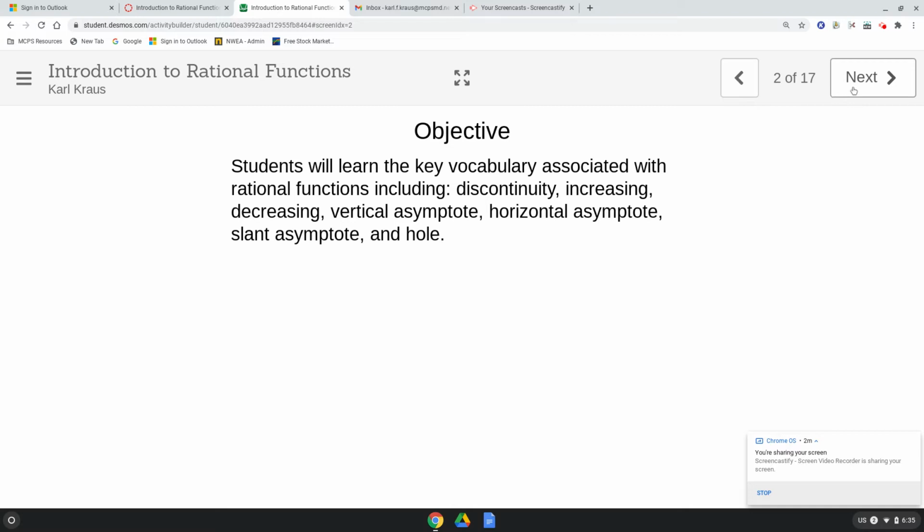The objective: students will learn the key vocabulary associated with rational functions, including discontinuity, increasing, decreasing, vertical asymptote, horizontal asymptote, slant asymptote, and hole.